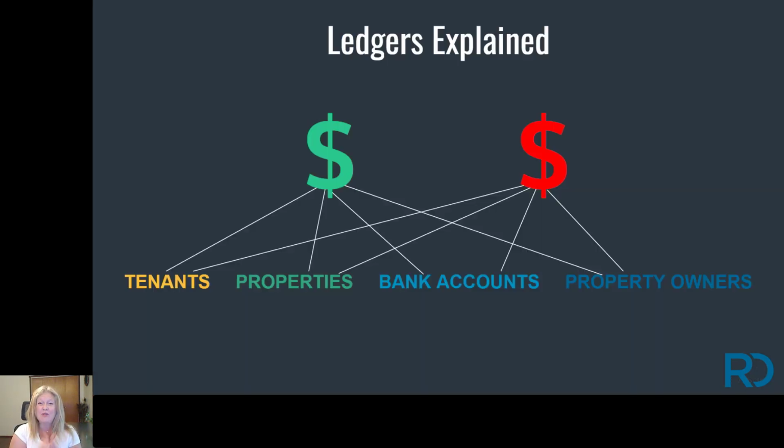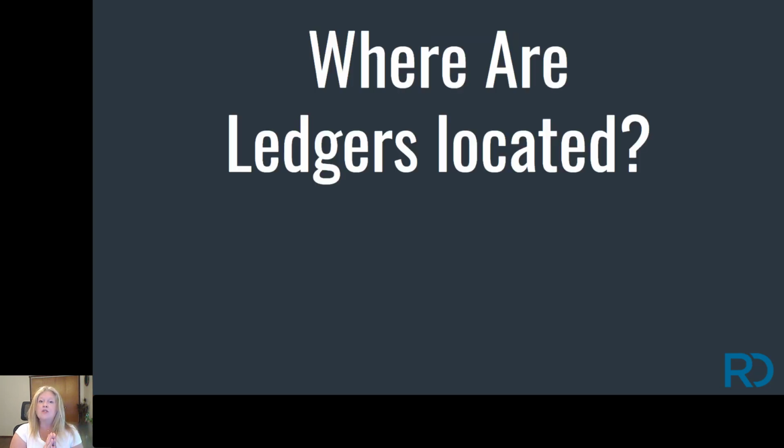So the general definition of a ledger is just a record used to store bookkeeping entries. And when you're handling property management activity in your Rentec Direct account, you'll have bookkeeping entries either for income or expenses for your tenants, your properties, your bank accounts. And if you're in the PM version of Rentec, you'll have entries for property owners as well. So let's be sure you know where each of your ledgers are located.